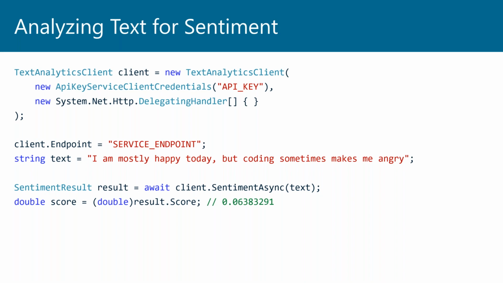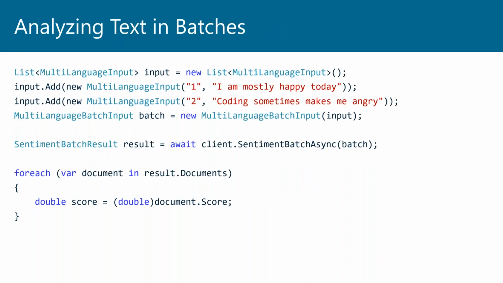Now, you can imagine that, let's say you had 1,000 tweets or 1,000 comments that you wanted to analyze. Rather than make 1,000 different calls to this API, you could batch them up this way. You take all the pieces of text or documents you want to analyze for sentiment, wrap them up in a multi-language batch input object, and pass them to the sentiment batch async method. And now what you get back is a collection of objects telling you how each of the documents scored for sentiment.